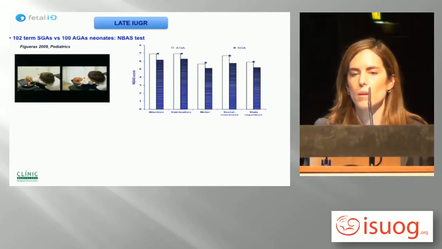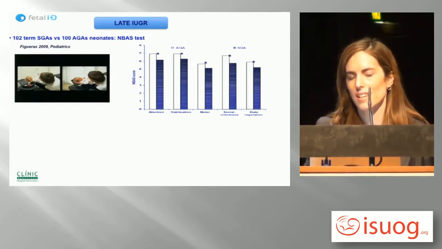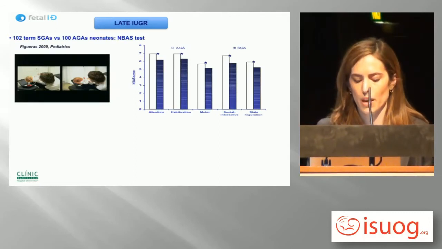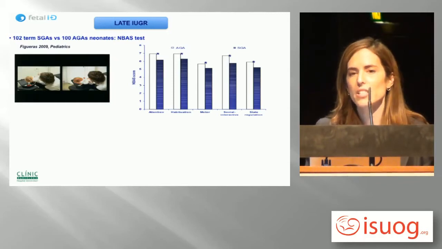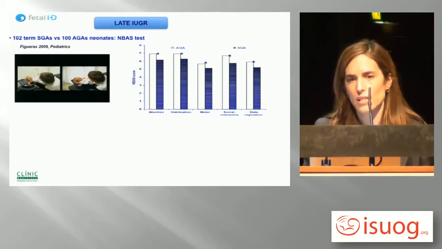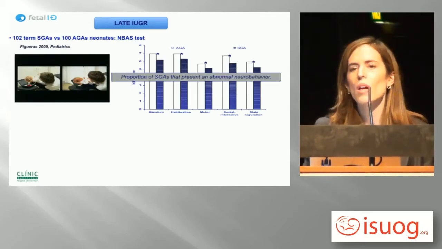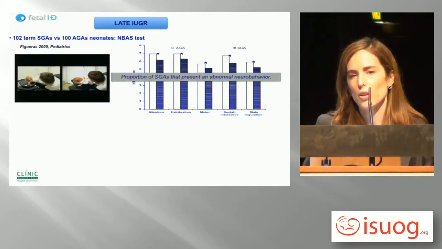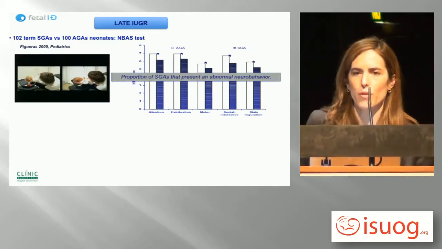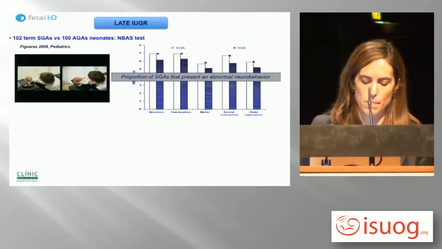All of them underwent the Brazelton test, which is a test that is performed during the first month of life and assesses neurobehavior. And we found that SGA babies performed worse in all areas of this test. They were actually performing significantly worse. So these differences in neurodevelopment are present already from the first month of life.